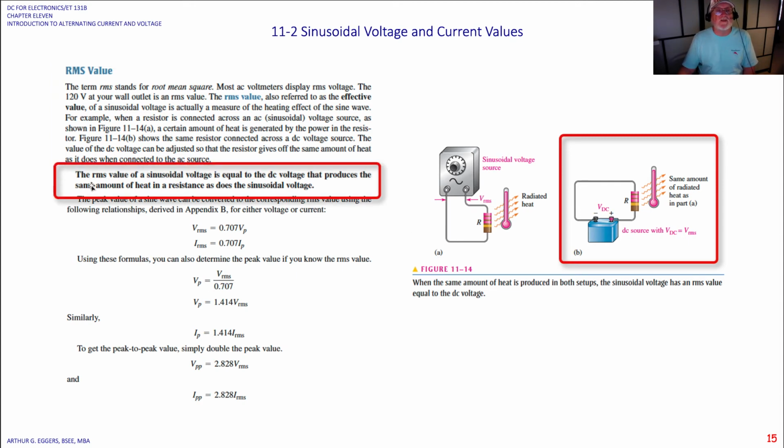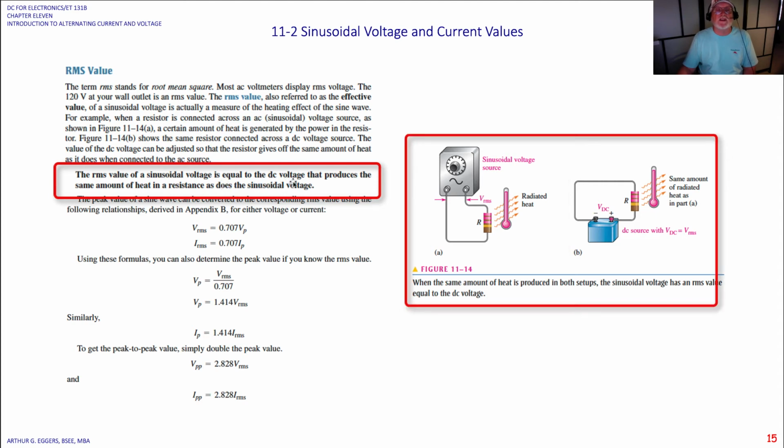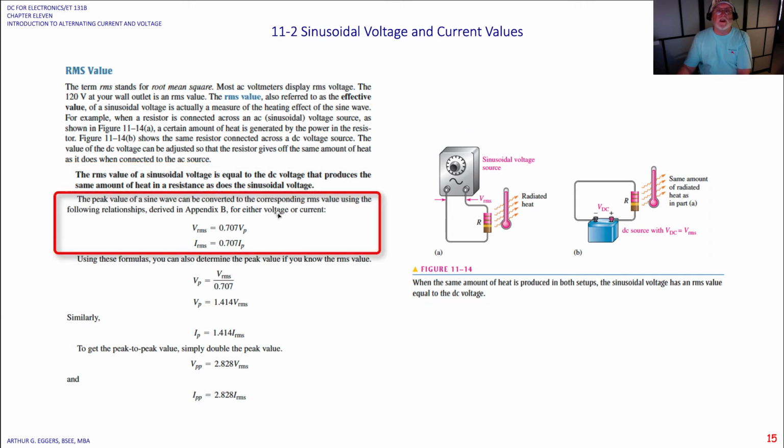So the RMS value of a sinusoidal voltage is equal to the DC voltage that produces the same amount of heat in a resistance as does the sinusoidal voltage. You're never going to do that, but it's good to understand where this came from and why the procedure has to be understood. We're going to do it mathematically. So the peak value of a sine wave can be converted to its corresponding RMS value using the following relationships derived in Appendix B of your text.